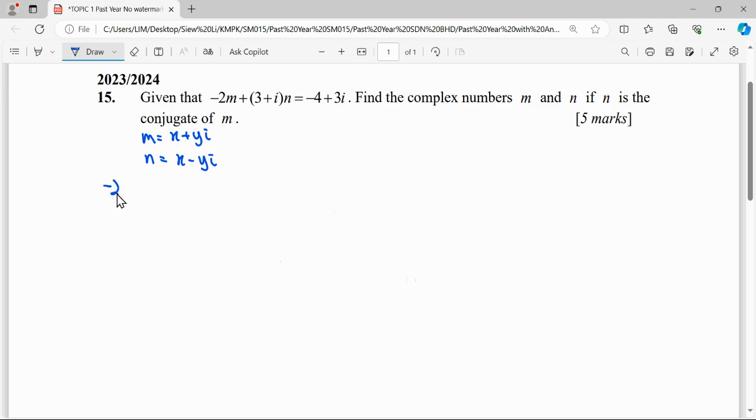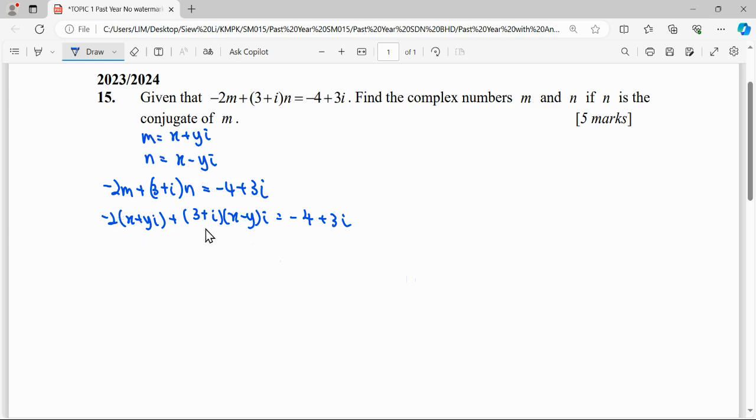So based on the equation given, we are going to find out what our complex numbers m and n are. So we substitute m as the complex number x plus yi, and n as x minus yi. Then we're going to simplify here to find out what x and y are, so that we can obtain m and n.